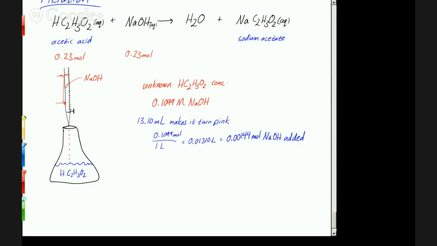So if we go back to our equation then, if instead of 0.23 moles, we know that it took exactly 0.00144 moles of sodium hydroxide to neutralize the acid, how many moles of acid must have been there in the first place? The same. Since they react in a 1-to-1 ratio, we know that there must have been the same number of moles of acetic acid as we added of sodium hydroxide to make them all balance out.